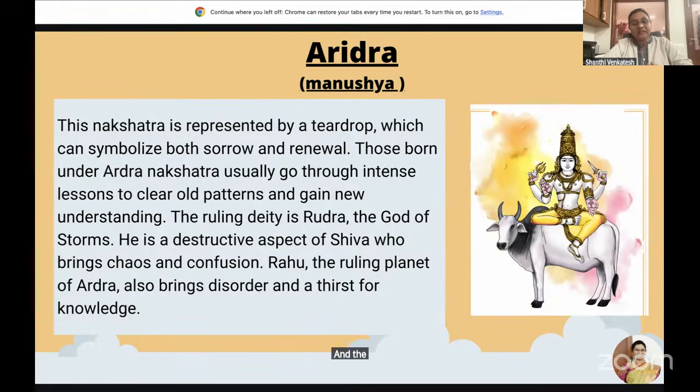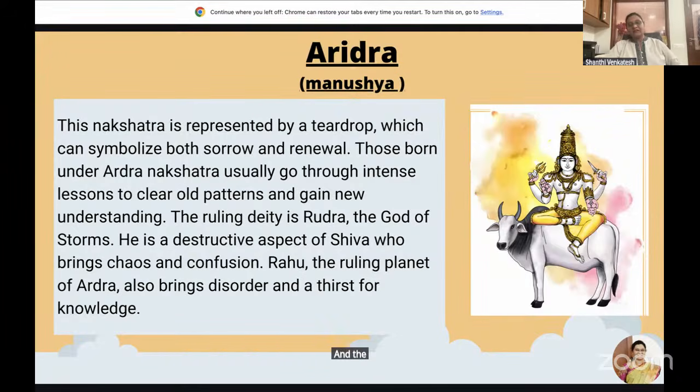And the deity, the Devata for this nakshatra is Rudra. It is said that Rudra is a fierce form of Lord Shiva, and he was born from the tears of Brahma. Again, Rudra signifies destruction. When I say destruction, you must not take it in a negative manner. This destruction of Rudra is like a constructive destruction. He destroys all that is stagnant, all that is old, all that is not required, and he makes a path for new transformations, new understandings.